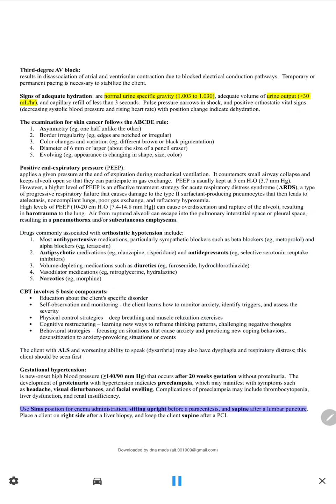Use Sims position for enema administration, sitting upright before a paracentesis, and supine after a lumbar puncture. Place a client on right side after a liver biopsy, and keep the client supine after a PCI.